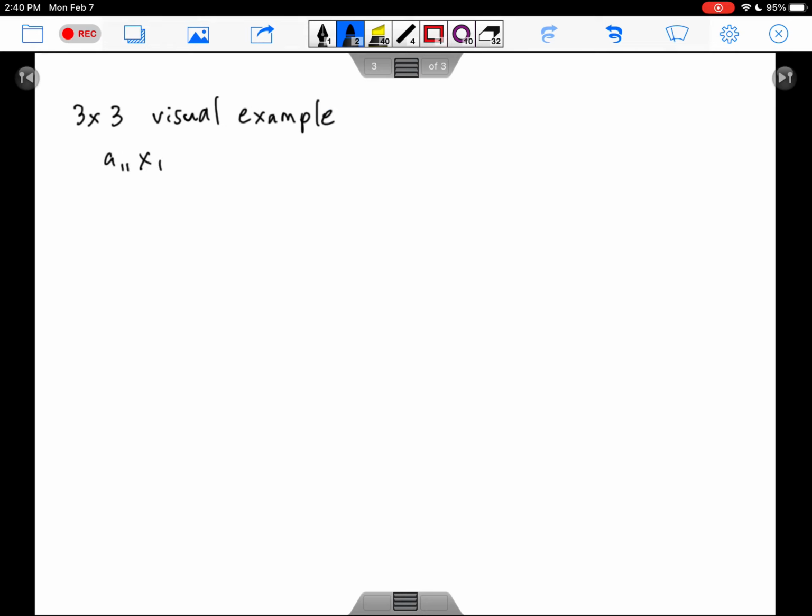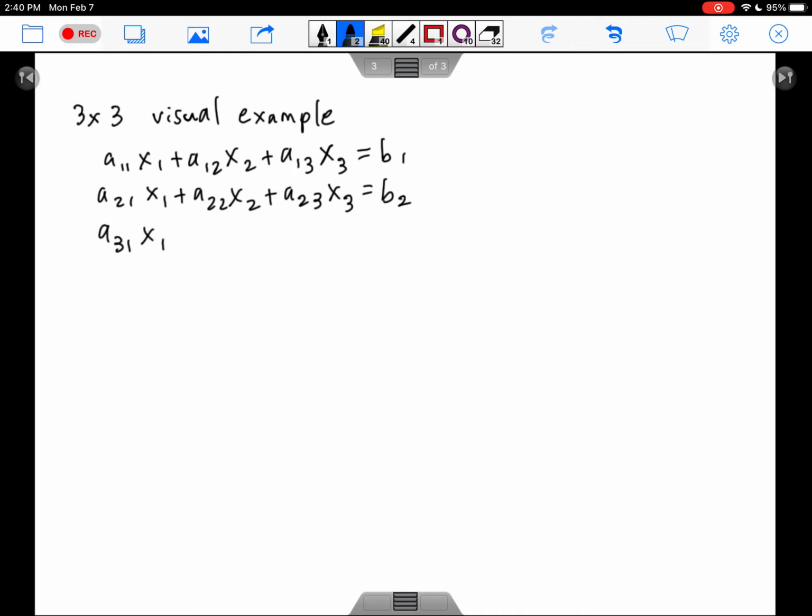Let's first write down what a 3x3 generic system looks like. We've got a11x1 plus a12x2 plus a13x3 is equal to b1. a21x1 plus a22x2 plus a23x3 is equal to b2. And a31x1 plus a32x2 plus a33x3 is equal to b3. Okay, so this is a 3x3 system of equations.